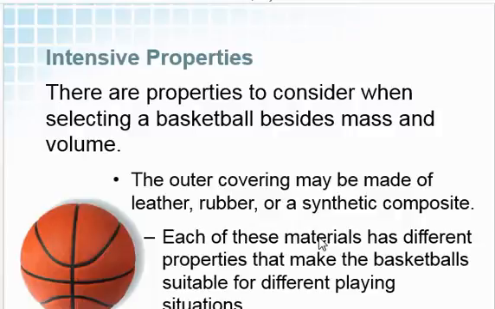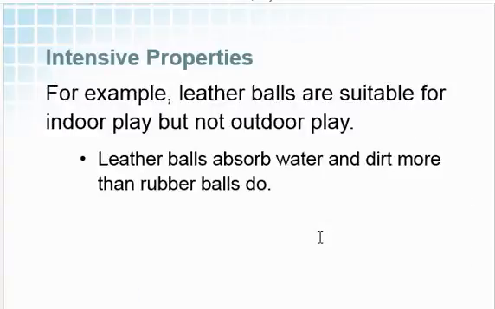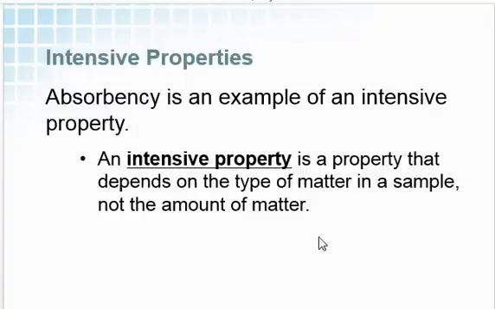Intensive properties are the properties that you might consider besides mass and volume. For example, the outer coating of a basketball might be leather or rubber or something else. These have different properties that make basketballs different for different uses. Leather basketballs are ideal for indoor play, but not so good for outdoor play. The leather absorbs water and dirt more than a rubber ball would. Absorbency is an example of an intensive property.